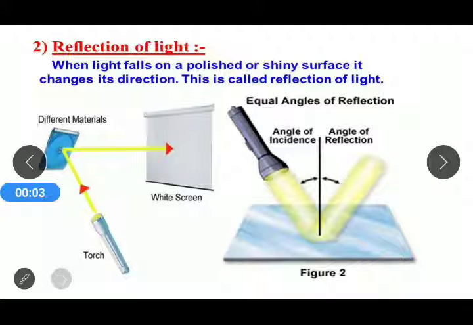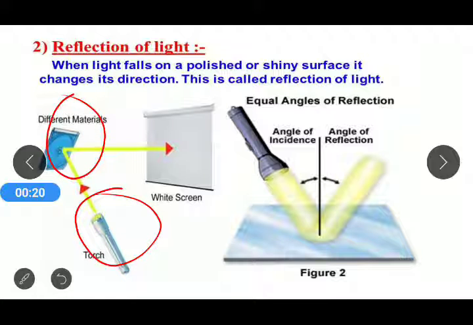Dear students, in this video, we are going to discuss how the reflection of light takes place. We have already learned that light is reflected when there is a source of light, a reflecting surface, and after the reflection there must be some receiver. These are the basic requirements for the reflection of light. We have also learned that when light falls on a polished or shiny surface, it changes its direction. This is called the reflection of light.